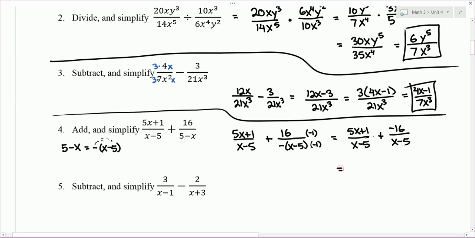When you add the fractions, only add what's in the numerator. So 5x minus 15 over x minus 5. Factor 5 times x minus 5 over x minus 5, and then reduce. X minus 5 divided by x minus 5 is 1, and so we're left with the 5 as an answer.